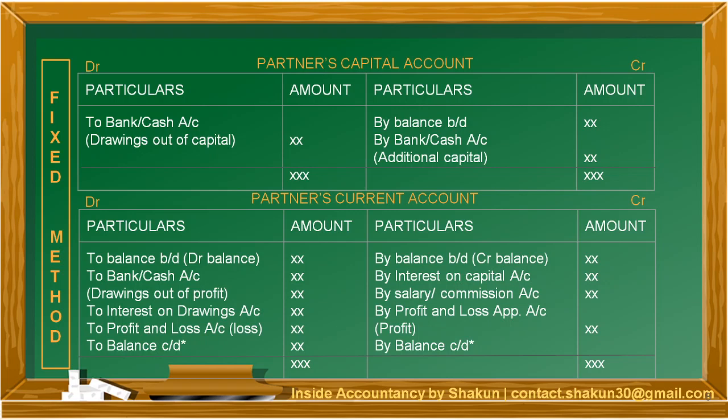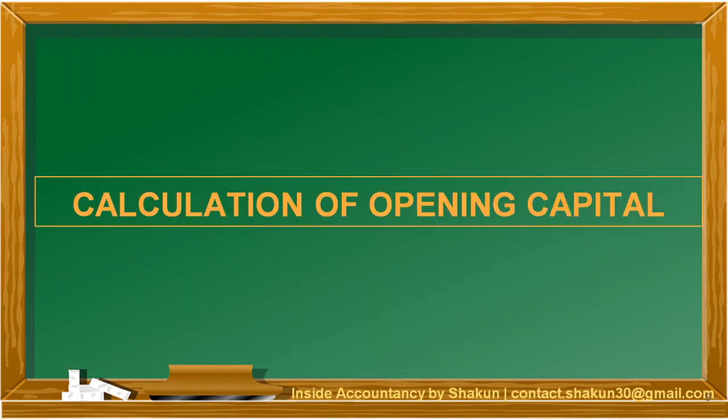So all other adjustments relating to a partner are shown in the partner's current account, whereas the partner's capital account remains fixed and changes only in case of additional capital or drawings out of capital. Now let's see how we can calculate the opening capital in both of these methods.